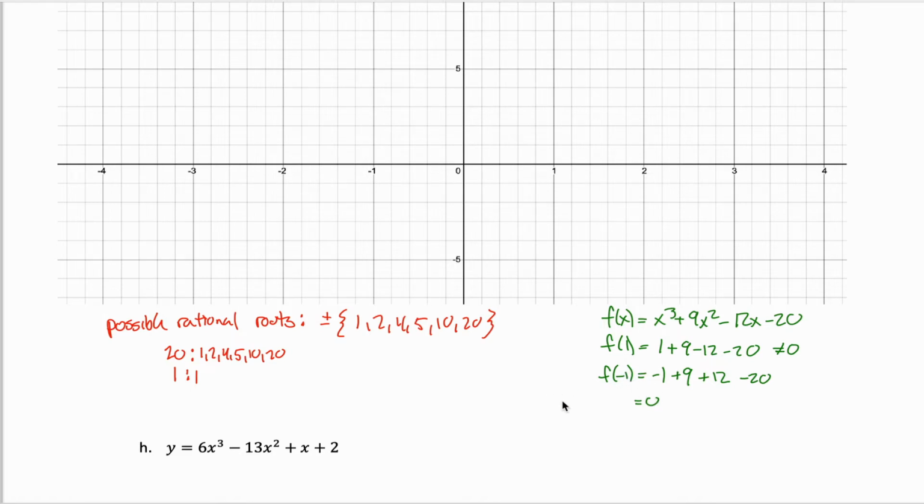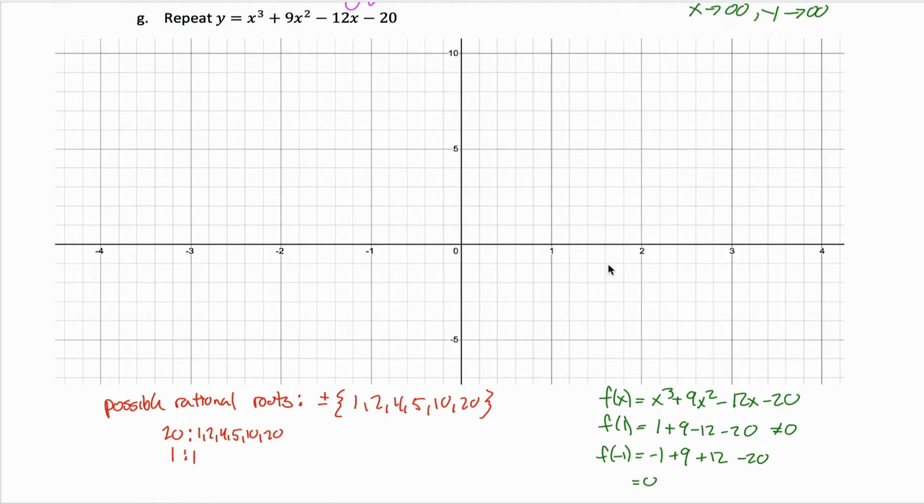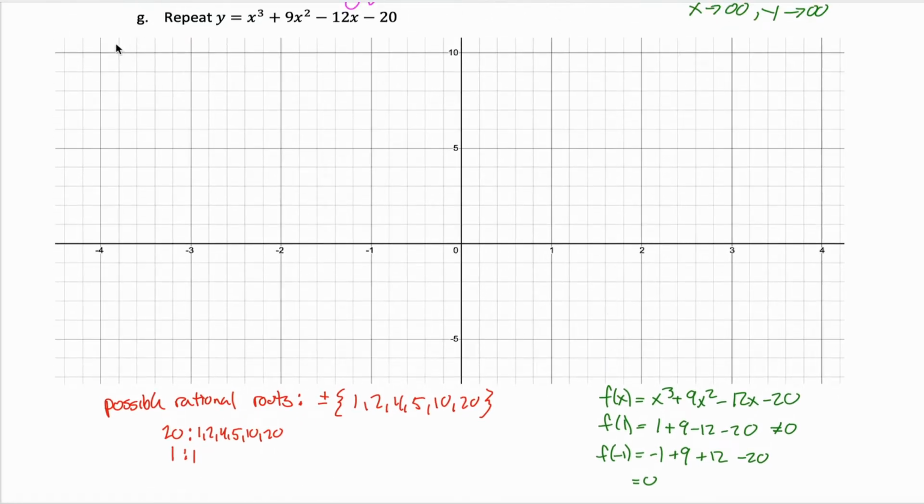Because negative 1 is a root of the polynomial, x plus 1 is a factor of the polynomial. So this polynomial can be rewritten as x plus 1 times something. I want to know what that something is. To figure that out, I can do polynomial long division. I can take this x plus 1 and divide it into x cubed plus 9x squared minus 12x minus 20. Because x plus 1 is a factor, which I know because negative 1 is a root, I'm going to get 0 as a remainder, a nice built-in check.